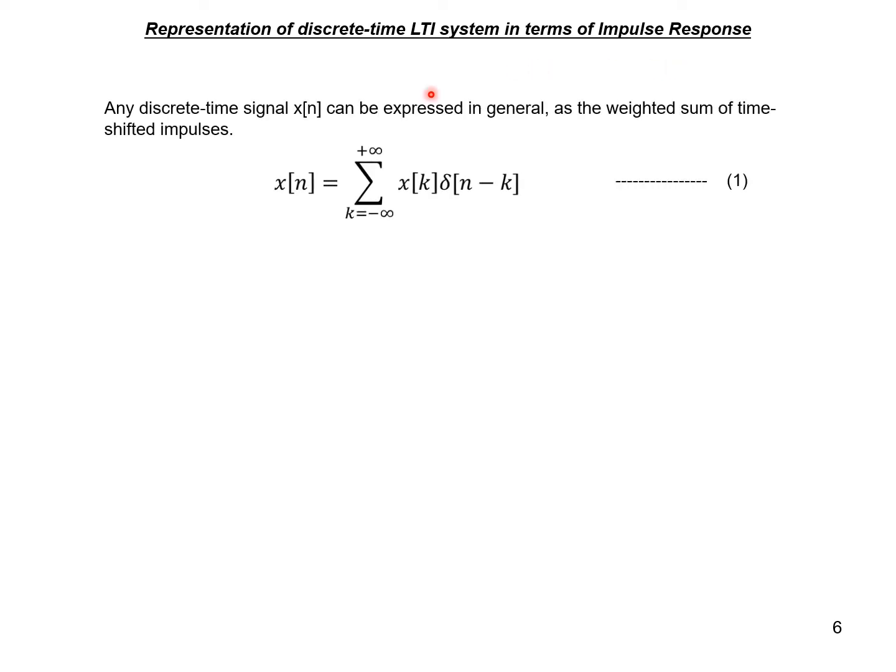This is already done in the previous slide. Any discrete time signal x of n can be expressed in general as a weighted sum of time shifted impulses. This is exactly what we did in our previous discussion, so you'll use this for understanding the impulse response representation.